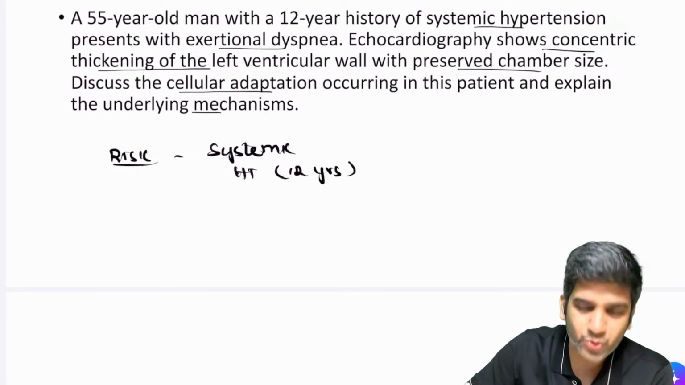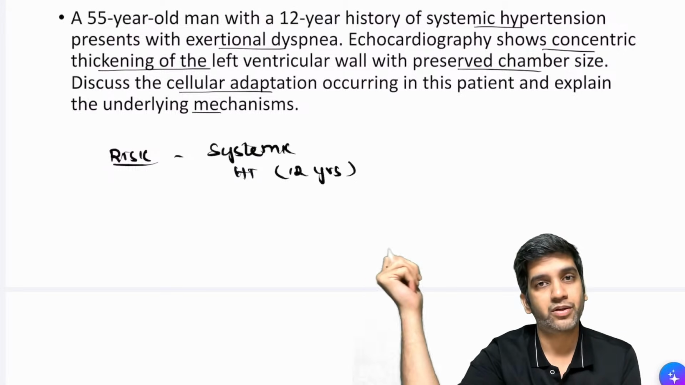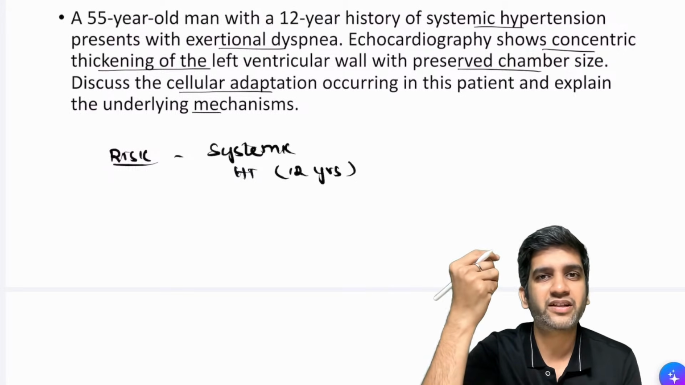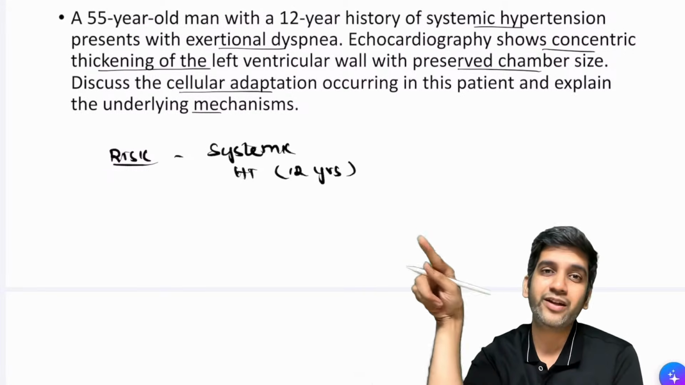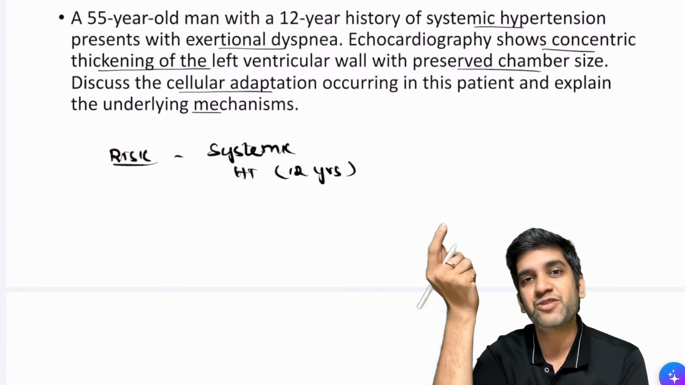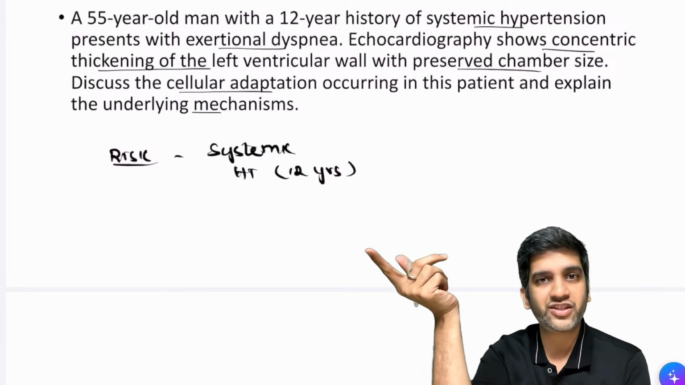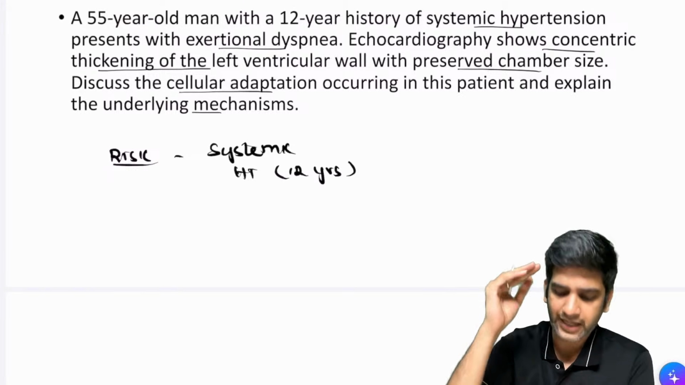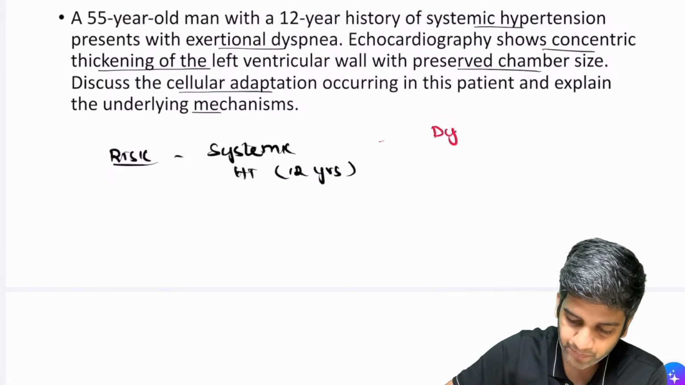Write the duration if it's relevant, because long standing, it'll cause a problem. Six months of hypertension might not cause a cardiac hypertrophy significant enough, right? So duration is required here, write it, otherwise ignore it. Age might not be required here. If I have a hypertensive at 25 also, the heart will respond the same. That's why I'm ignoring the age here, right? I don't mind about the age here. Presents with dyspnea, write it here.